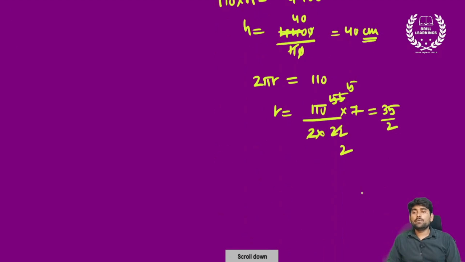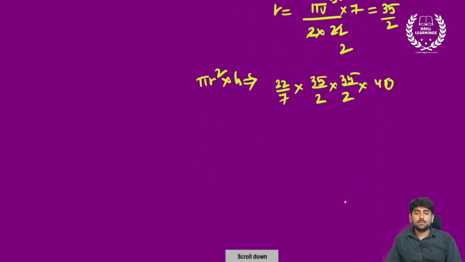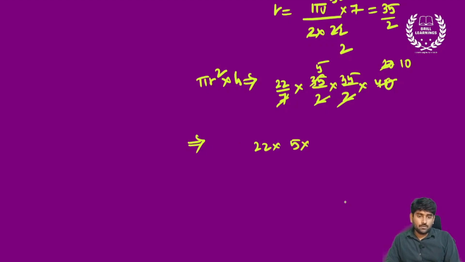Now find the volume. What is the volume formula? Pi r square into h. That is our volume. So pi means 22 by 7, r square means 35 by 2 into 35 by 2, and h is 40 centimeter. All values are in centimeters only. Now cancel all these values. Okay, so 2 1s are 2, 20, 2 1s are 2, 10s are. 7 5s are. Okay, 22 into 5 into 35 into 10.